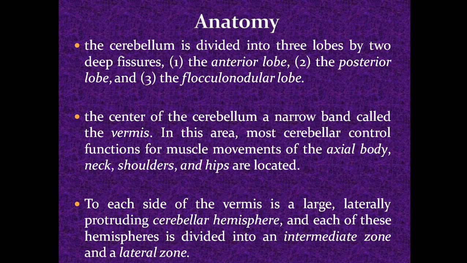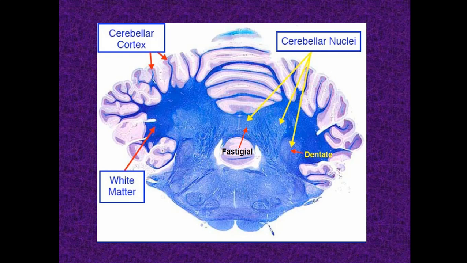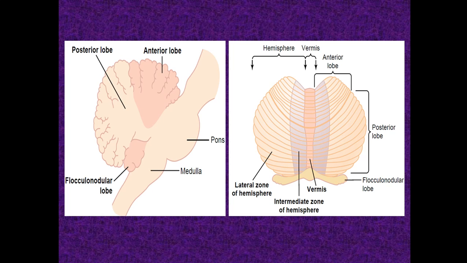While from a longitudinal view, lying in the center of the cerebellum is a narrow band called the vermis. Vermis in Greek means worm. It is worm-like. And this is the vermis, a narrow band, which is concerned mainly with the axial part of the body, where control of the muscles of hip, shoulder and neck is located.